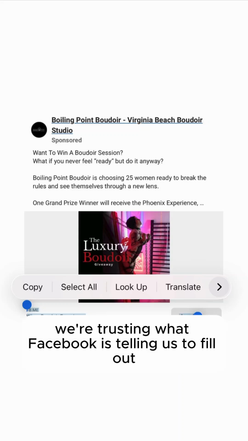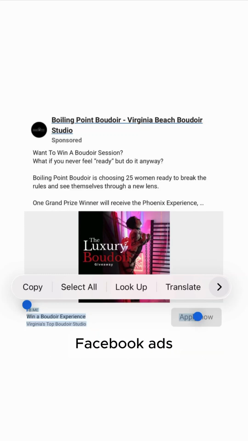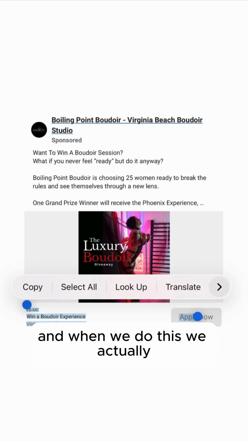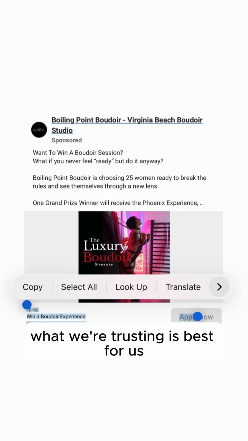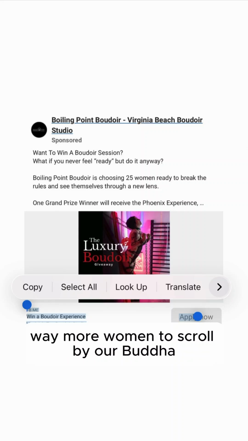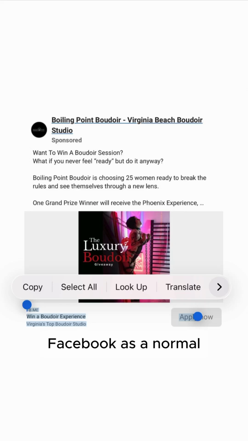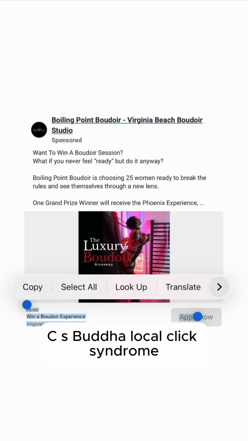we're trusting what Facebook is telling us to fill out is actually what we should fill out for our Boudoir Facebook ads. And when we do this, we're trusting what is best for us, but it actually causes way more women to scroll by our Boudoir Facebook ads than normal, pulling our unique CTRL under 6%, contributing to BLCS, Boudoir low click syndrome.